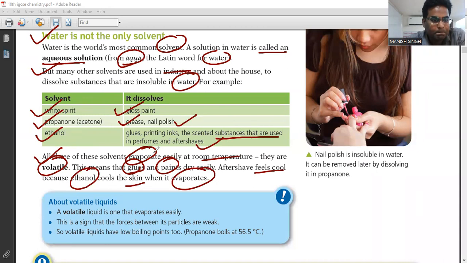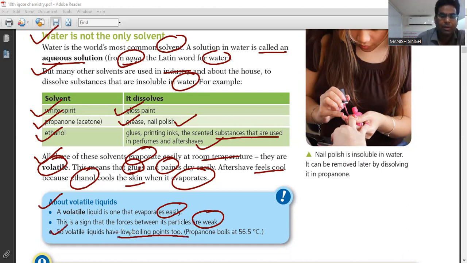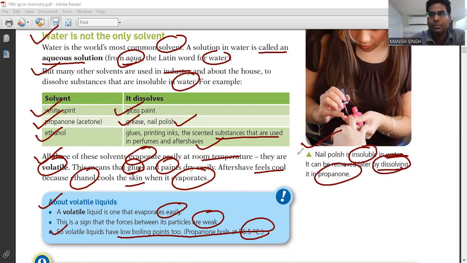Right. Now look at what a volatile liquid is. A volatile liquid is one that evaporates easily. This is a sign that the forces between the particles are weak, so volatile liquids have low boiling points, for example acetone at 56.5 degrees Celsius. Now look at another example. Nail polish is insoluble in water, but it can be removed easily by dissolving it with propanol.